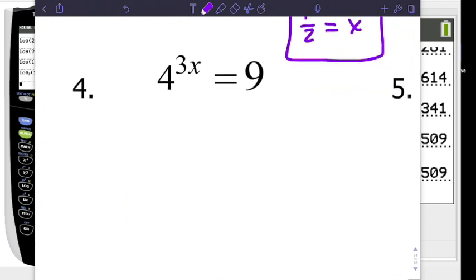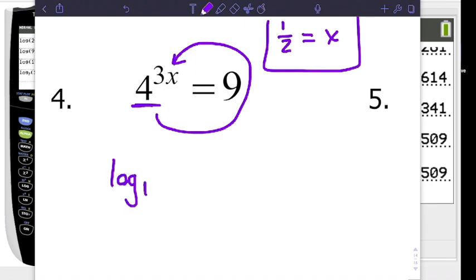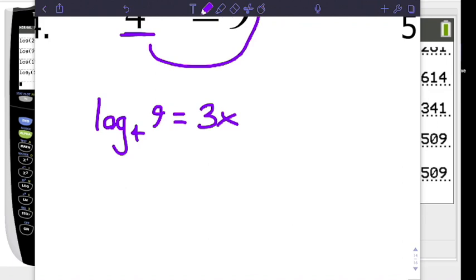Be careful. 4 and 9 look like you could rewrite them, but you can't write them as the same base. So we're going to be stuck there. So in that case, switch forms. I want you to write that as 4 raised to 9 equals 3x. Log base 4 of 9 equals 3x. Okay. Go ahead and figure out what that decimal is. I don't actually have it here in my notes, so I'm going to use the calculator for this. So that'll be log 9 over log 4.